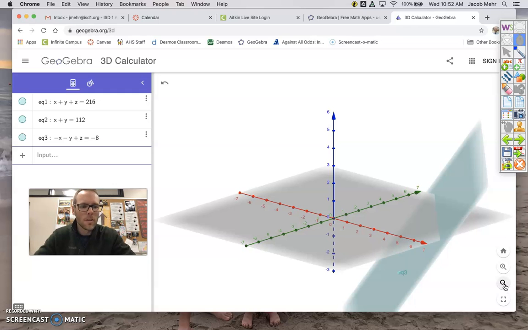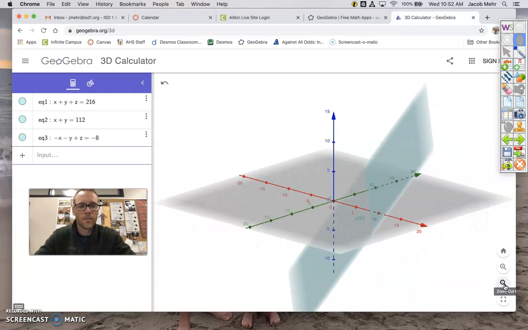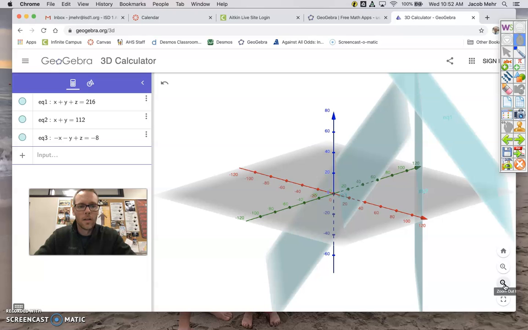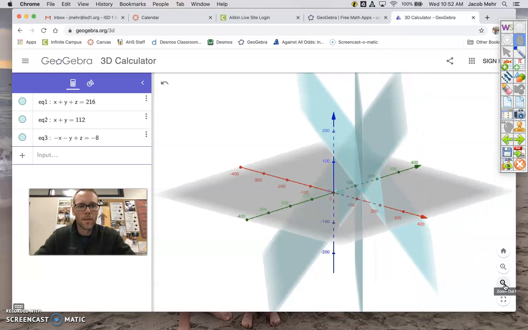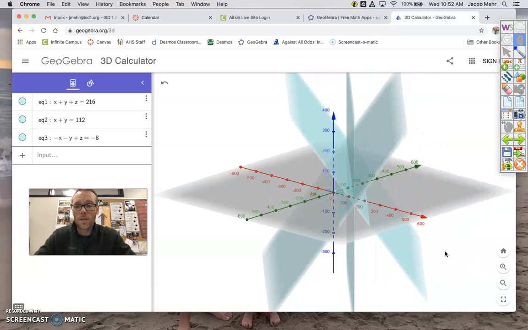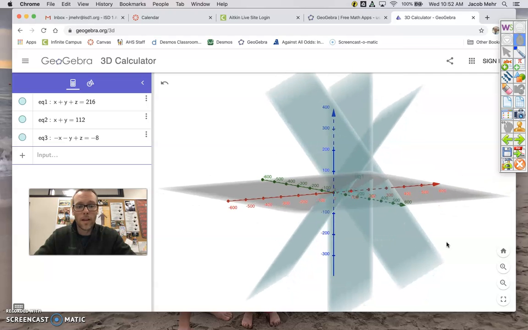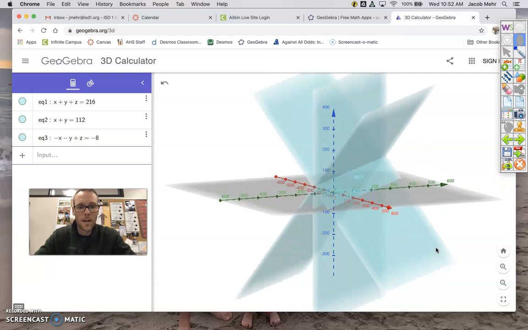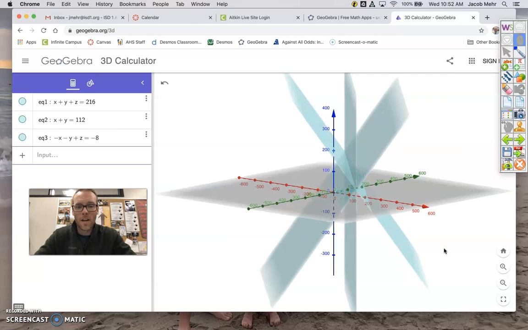All right. What I'm going to do is zoom out. Oh, here comes something else. And what do we notice here? I see the three planes. Tell me about their intersection. Their intersection is this line. There is not one single point of intersection. The intersection is a line. So how do we respond to this? How many points actually are in all three planes?